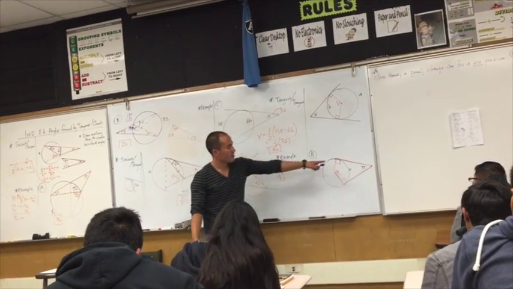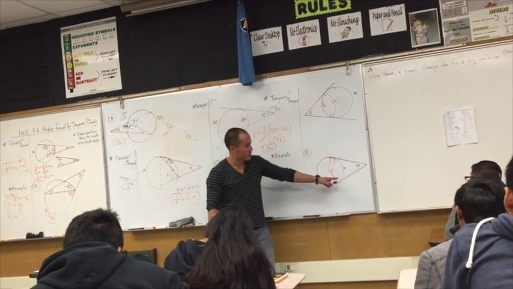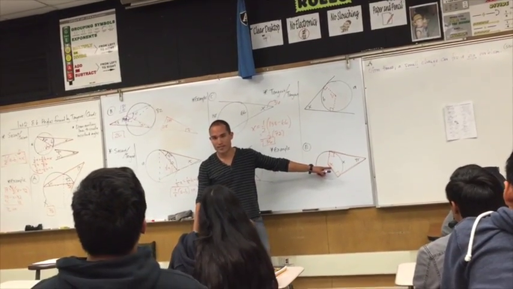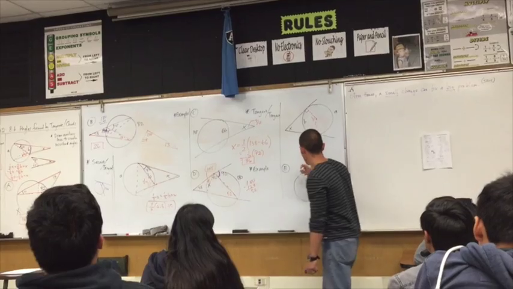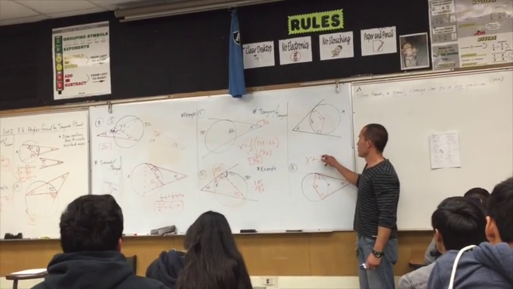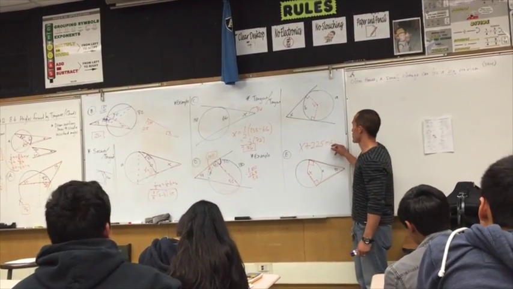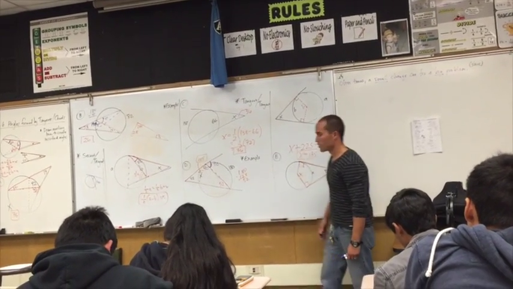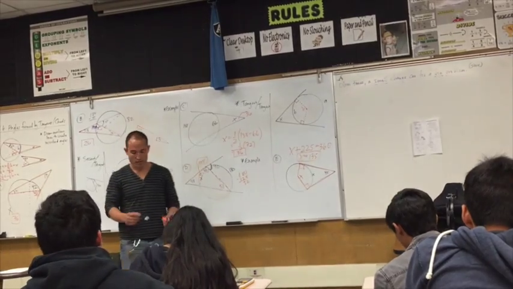So at that instance, I can just look at the quad that I have. Can I just say that 90 plus 45 plus 90 plus x equals 360? So x plus 225 equals 360. X is 135. That one's easier. Yes?